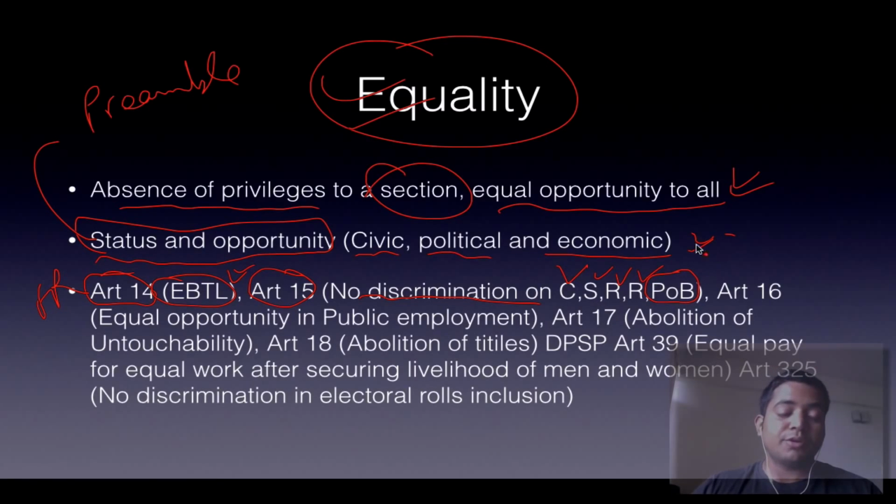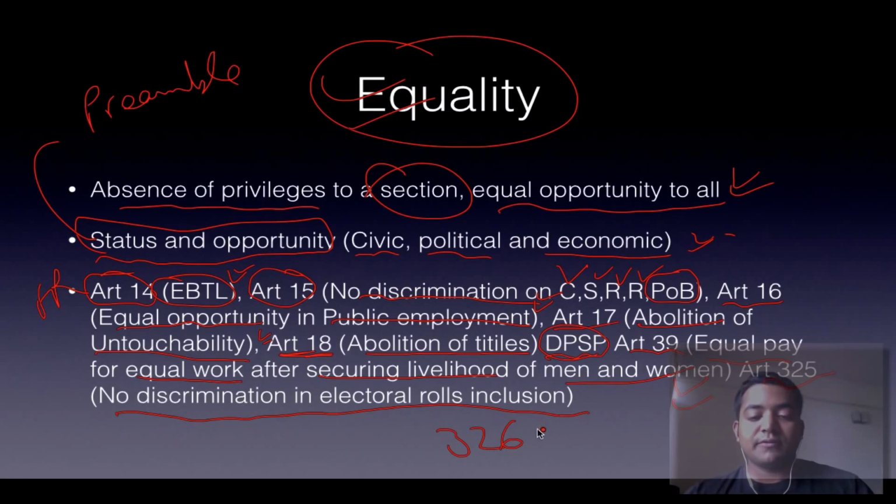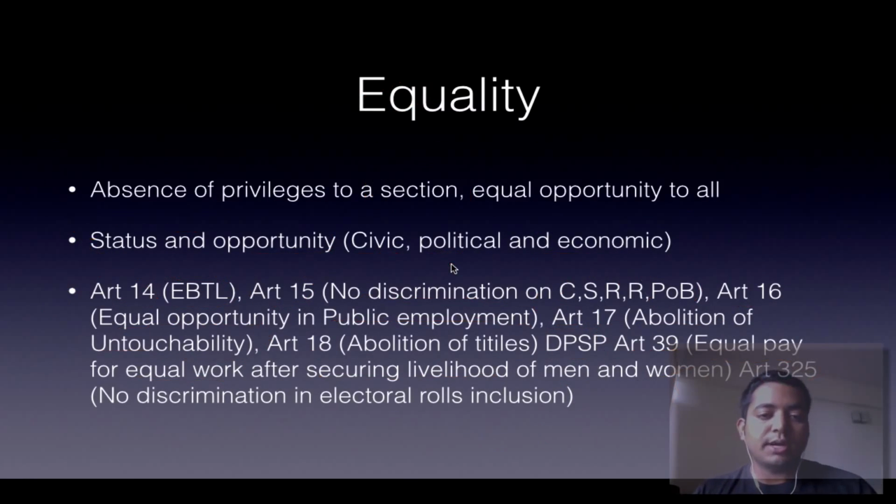You can be discriminated against on the basis of your residence. Article 16, equal opportunity in public employment. Article 17, abolition of untouchability. And Article 18, abolition of titles. Then we have the directive principle of state policy, Article 39, saying equal pay for equal work after securing livelihood of men and women. And finally Article 325, no discrimination in electoral rolls inclusion, and Article 326, universal adult franchise. So these are all the articles in the constitution which enforce equality.